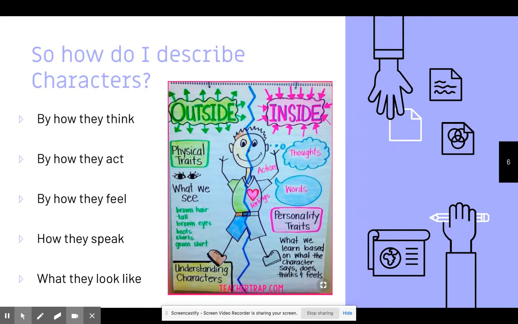I have to dig deep and think about, well, what words did they say? Why did they say that? How are they acting? What's that tell me about how they feel? Okay? And we have to kind of dig deep and make inferences and make guesses on the inside traits. We also call these physical traits on the outside and emotional traits on the inside.